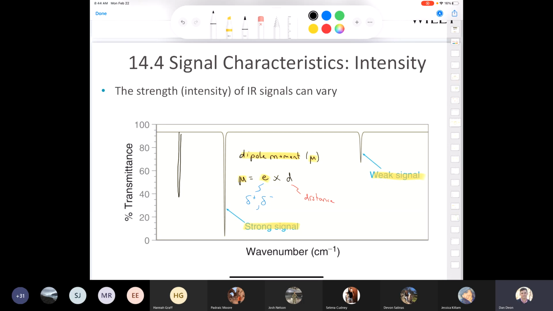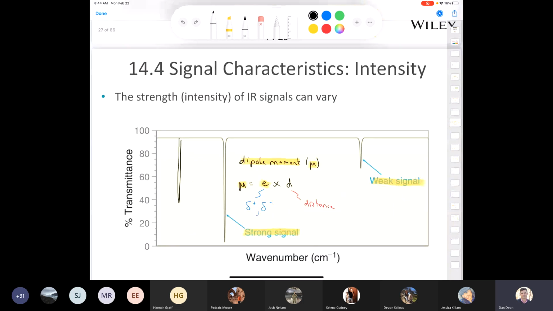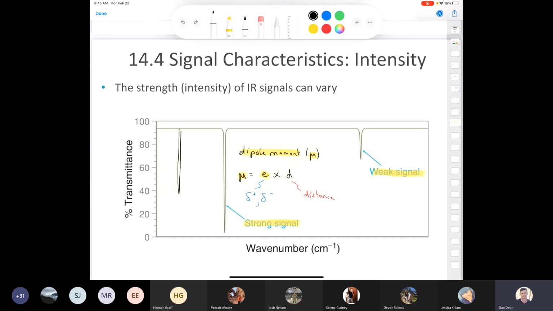Well, why are some signals strong and some signals weak? That is based off of the dipole. Okay, the stronger the dipole in the bond, the stronger the signal is going to be. I mean, that's really just the whole summary right there. Okay, you don't need to know any more information than that.